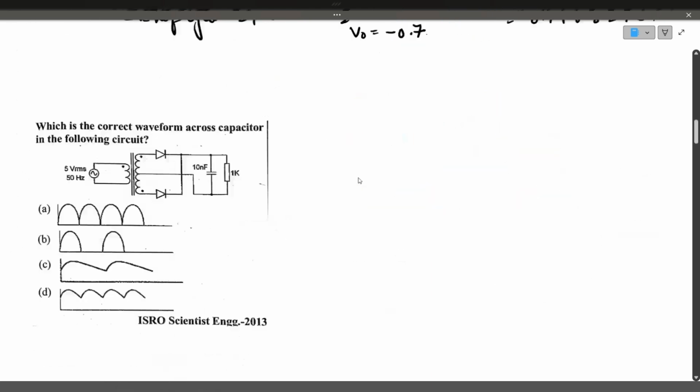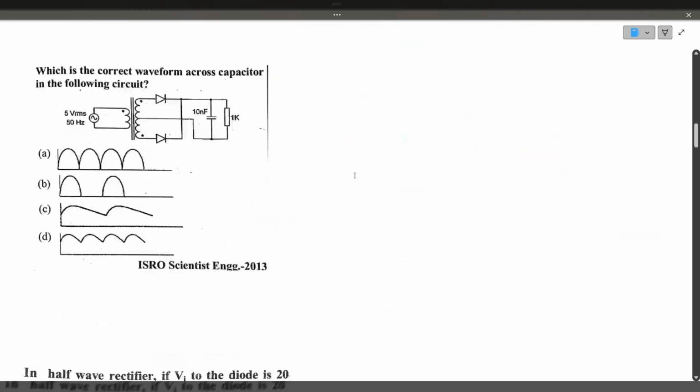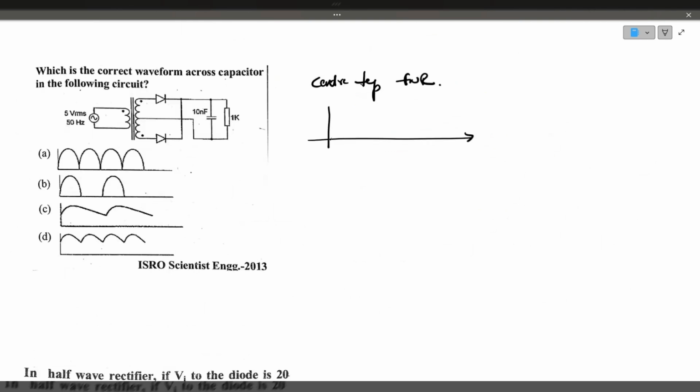We'll see the next question. Which is the correct waveform across the capacitor of the filters of the following circuit? Okay, this is the center tap full wave rectifier, whose output will be like this. Center tap full wave rectifier output is like this. Only positive half cycles, pulsating DC. When it is fed to the capacitor, it will appear like this.